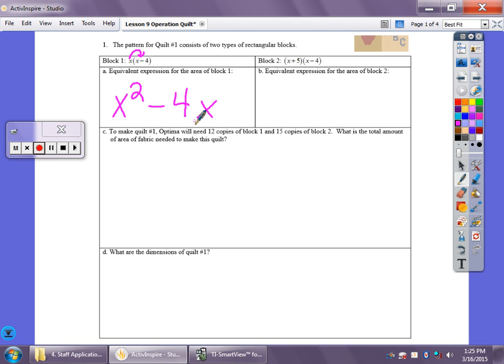For the second block in the design, we have a binomial times a binomial, so we're going to double distribute. So x times x is x squared. X times negative 4 is negative 4x. Now we're going to share the 5: 5 times x is 5x, and then 5 times negative 4 is negative 20. We're going to go ahead and combine like terms for a final answer of x squared plus x minus 20.